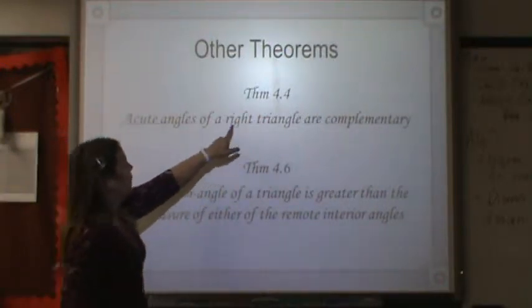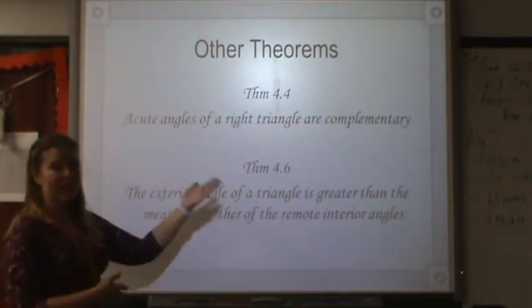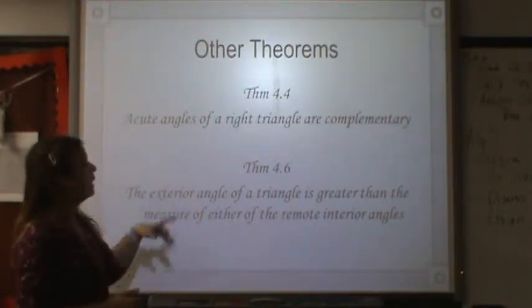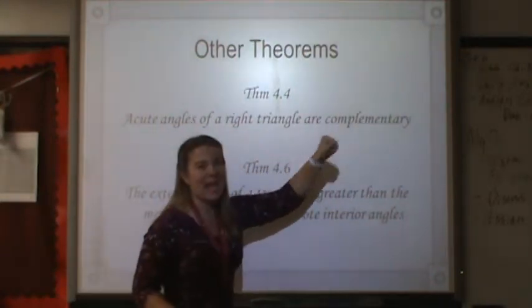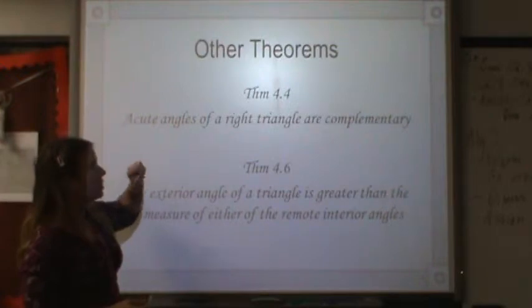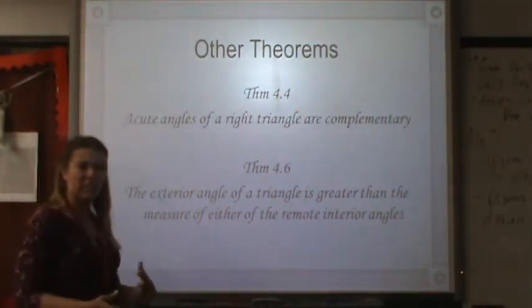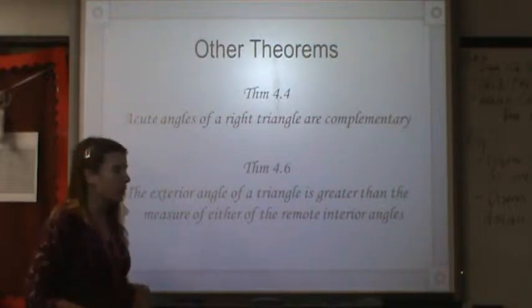So in a right triangle, remember, one of the angles is 90 degrees, so that takes out 90 of that 180. Remember, complementary means that they add to equal 90 degrees, so that means those two acute angles in a right triangle have to add to equal 90 degrees. So that's a fast, easy way to find some angle measures in a right triangle.